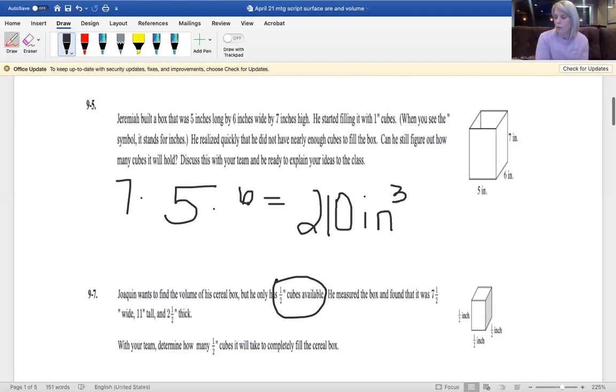So what you would have done if we were in class, and I want you to think about on your own, how can I determine how many cubes are needed to fill this box in the easiest way possible? There's more than one way to do this problem. There's an easier way, and there's a very difficult way. But who could tell me what's an easy way to figure out the volume, which would tell me how many 1/2 inch cubes I need, since that's all he has available? So he has cubes that are smaller. So what would I do?